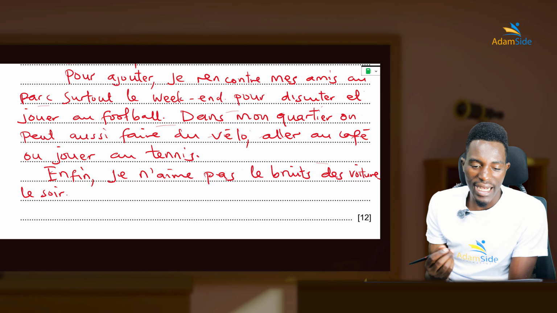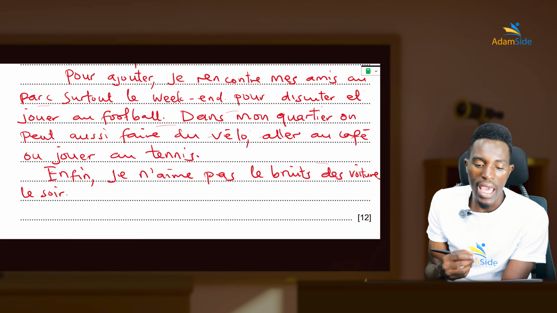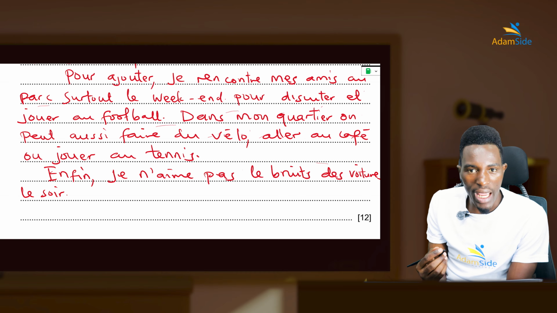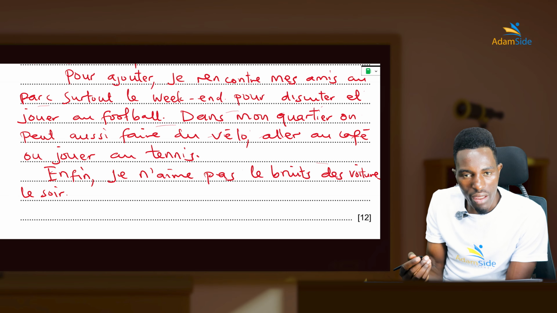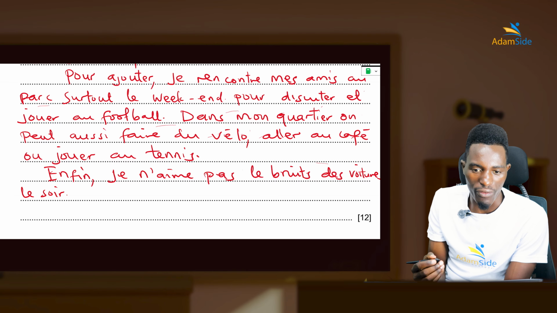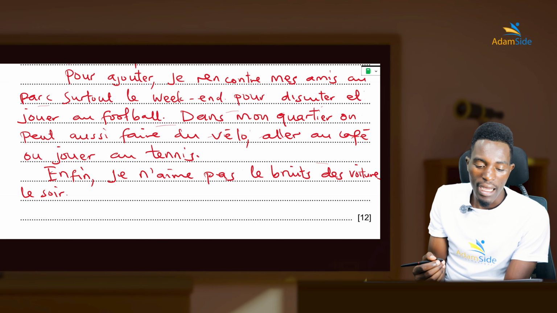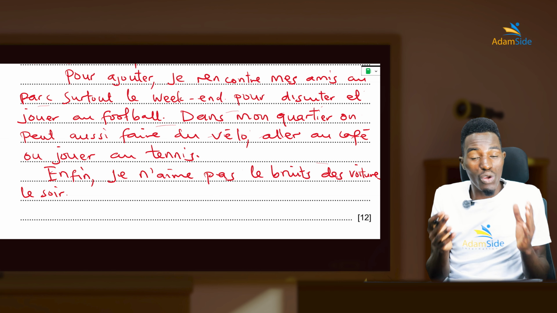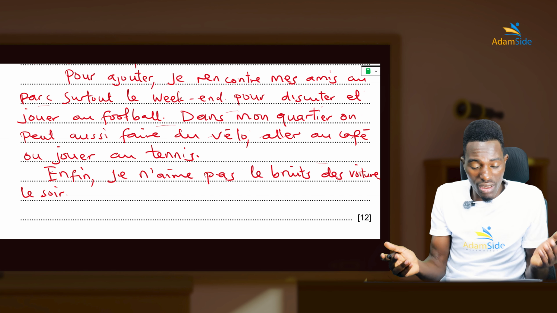Okay? The last one is expliquer où vous voudriez habiter à l'avenir. Explain where you wish to live in the future. In the future, where do you wish to live? So, for me, I can say maybe I wish to live in Paris. So, you just suggest a place that you wish to live.